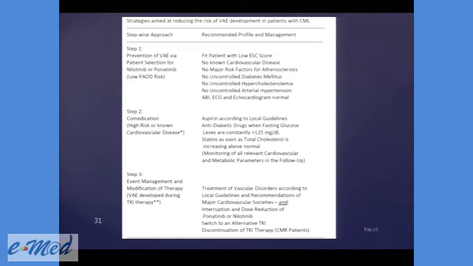What measures should we take to reduce the risk of vascular adverse events in patients with CML treated with TKIs? This can be handled in a stepwise approach. First, a thoughtful patient selection for treatment with nilotinib and ponatinib, namely choosing patients with a low peripheral arterial occlusive disease risk score. Then, adding relevant medications like aspirin, statins, etc. to the treatment according to the guidelines. And last, event management and modification of therapy once vascular events have occurred.